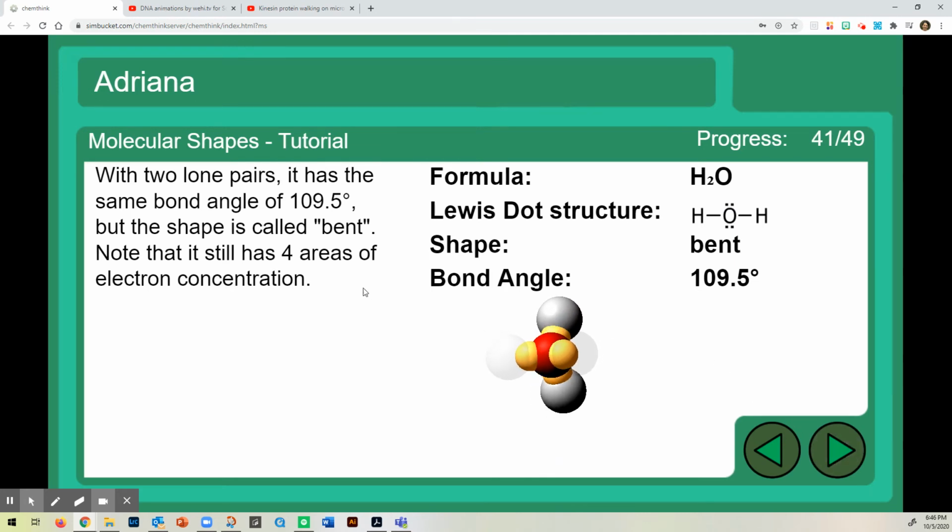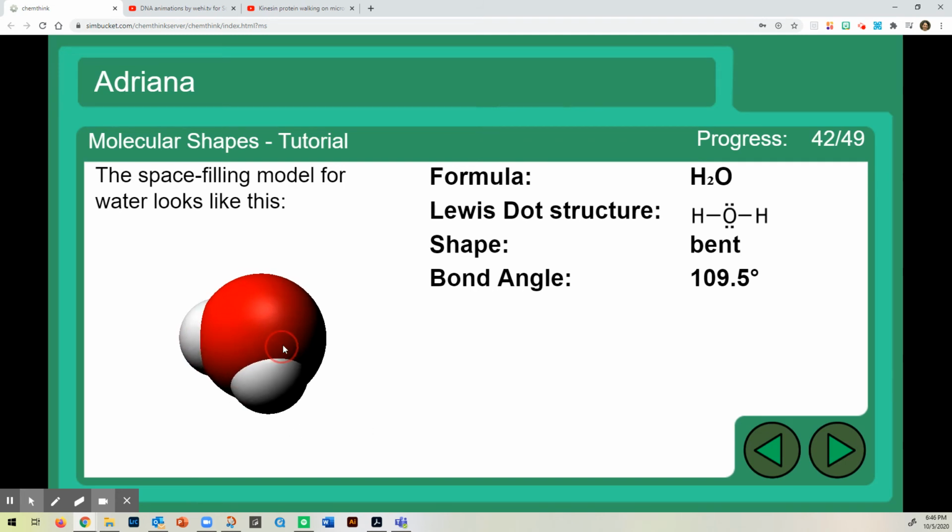And so this is, again, called our bent shape, but it has a bond angle of 109.5. The other time we saw one with a bond angle of 120 degrees because it was a trigonal planar geometry with one lone pair. Well, this is a tetrahedral geometry with two lone pairs. And so we have different bond angles, even though we have a similar shape. So if we look at our space filling model, here's our model for water. That's a water molecule.